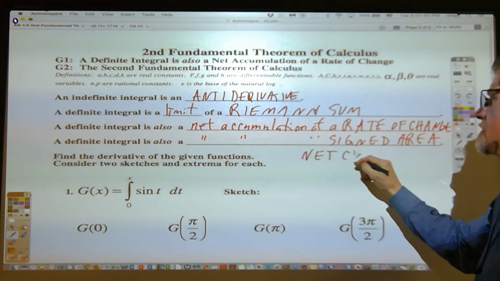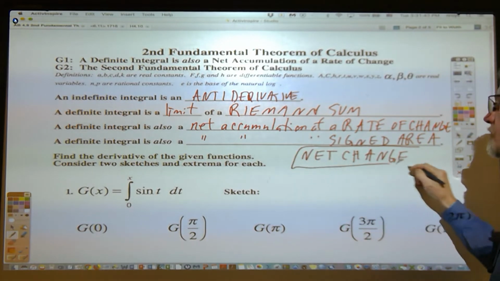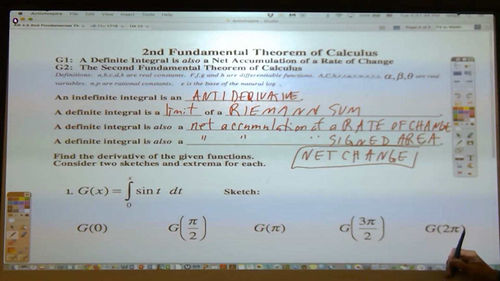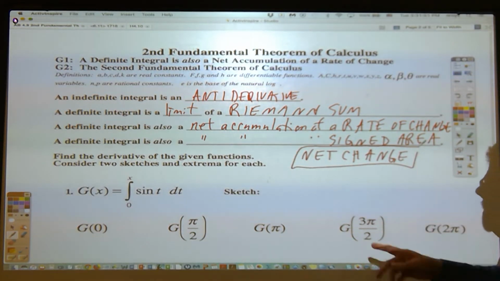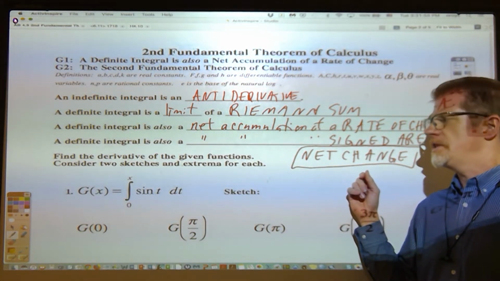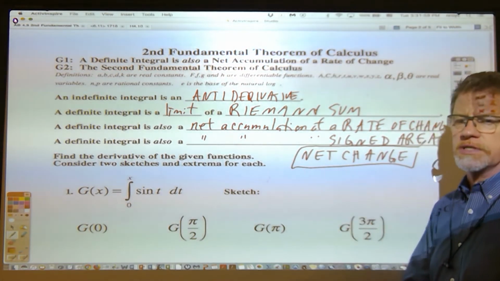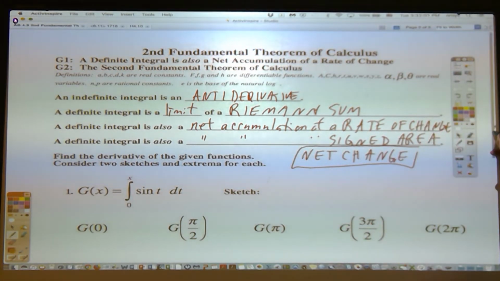Which essentially gives us another way to think of it, and that is net change. You're taking the definite integral of velocity, that will give you a net change in position. Definite integral of velocity is net change in position. It's final position minus initial position. So there's many different ways to think of a definite integral.